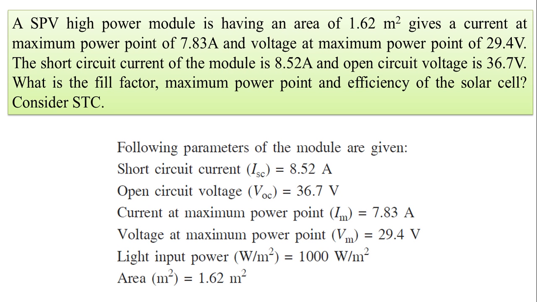Now if you go with the high power module, which comprises a higher area and a maximum power point, the maximum power point for a particular voltage and current point is given. With that, the short circuit current and the open circuit voltage are also given. We need to find out the fill factor, maximum power point and efficiency of the cell. In this numerical, we need to consider the standard test conditions.